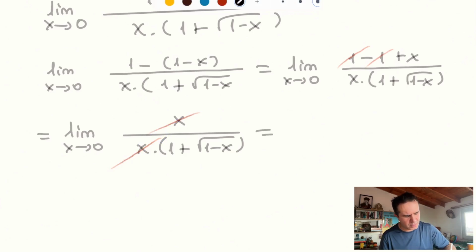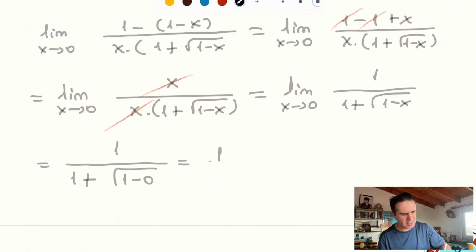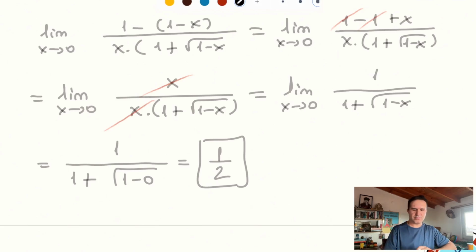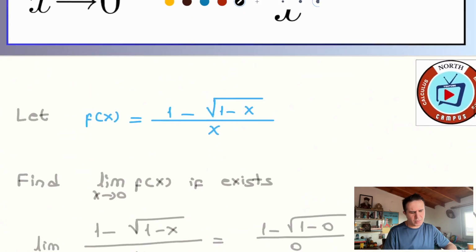And since we have the limit as x approaches 0 of 1 divided by (1 plus the square root of 1 minus x), now we can substitute 0. We get 1 divided by (1 plus the square root of 1 minus 0). And this is equal to 1 over 2. Okay, we get 1 over 2.